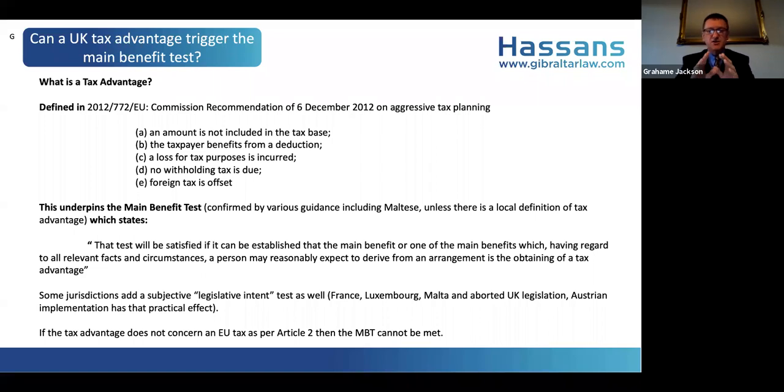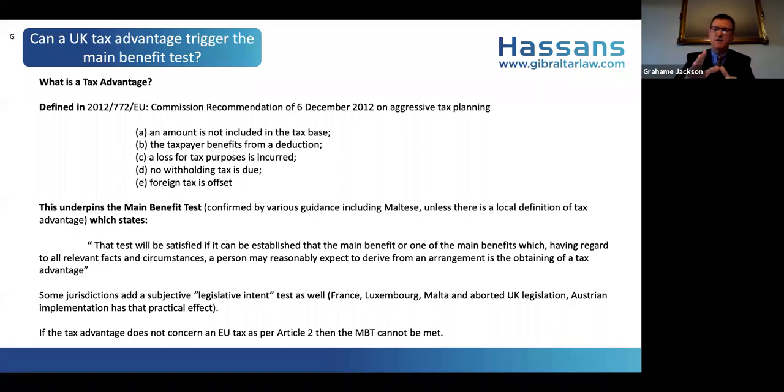But it's interesting to know that they've taken that approach. The UK and several others, including possibly France, I'm not quite sure about France, I've put it in there, but I'm not quite sure, Luxembourg, Malta, the aborted UK legislation, they have a legislative intent element as well. So if you have the five or six defined characteristics of a tax advantage, and the arrangement deviates from the intention of the legislature, Luxembourg and Malta add that through their guidance. UK added it in their legislation.